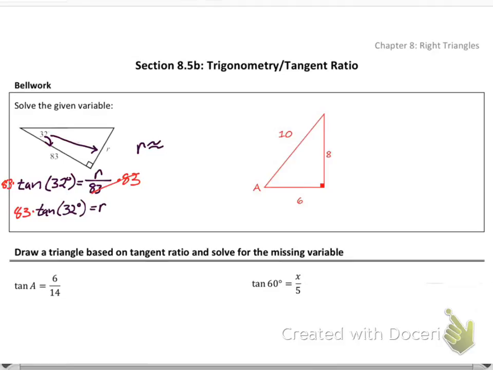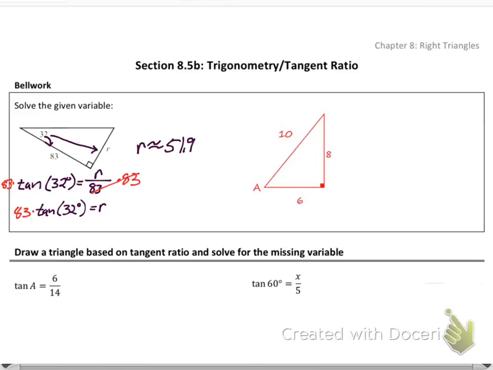51.9. Was that 51.9 degrees? No, because it's a length. It's a length of a side. All right, so r is about 51.9.